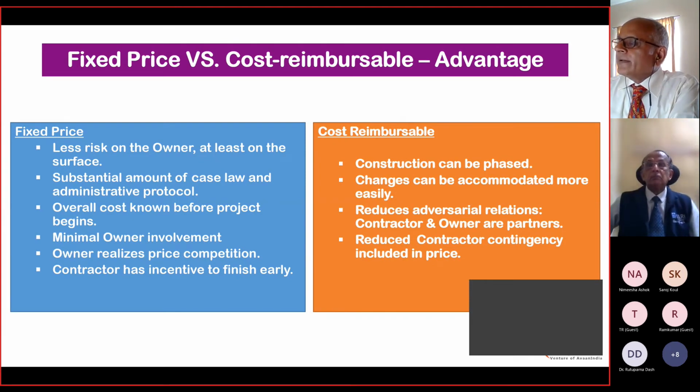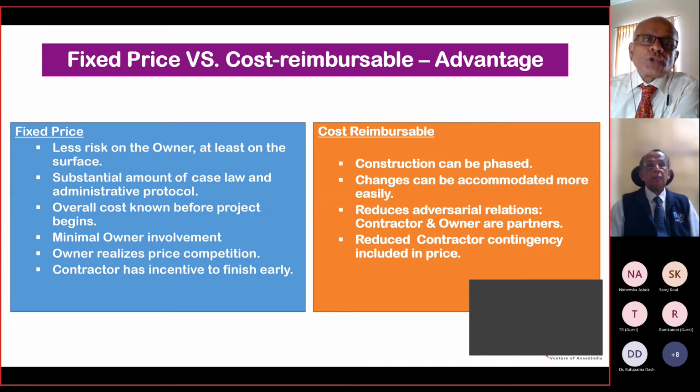There is a substantial amount of law and administrative protocol that needs to be done in a fixed price contract. There is no surprise; the cost is known well before the project begins at all. So you are aware of what the price or the cost is going to be. The owner involvement is negligible or minimal.